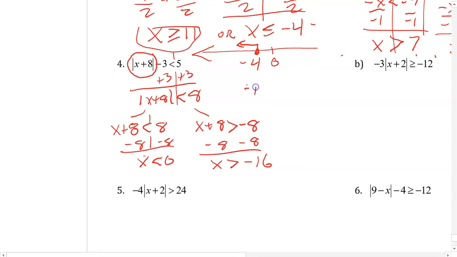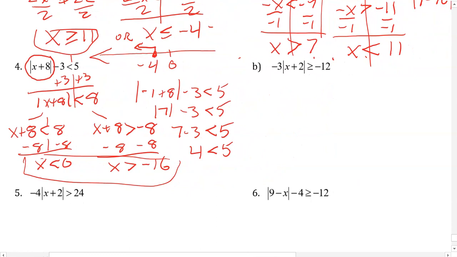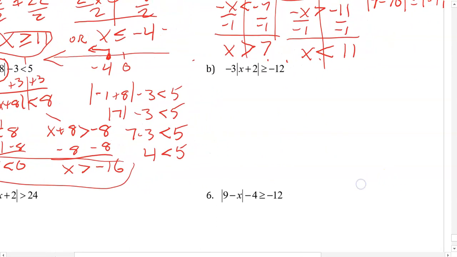negative 1. So negative 1 plus 8 minus 3 should be less than 5. So the absolute value of negative 1 plus 8 is the absolute value of 7. The absolute value of 7 is 7, so 7 minus 3 less than 5. Is that true? Yes. 4 is less than 5. So here's our solution. I'll go ahead and let you pause your video and work through B.